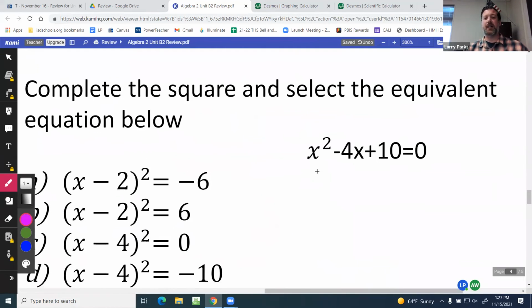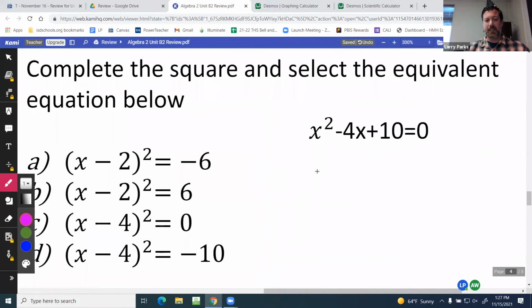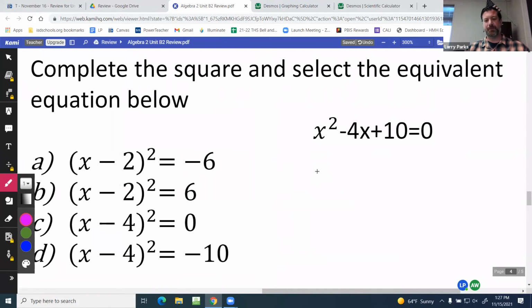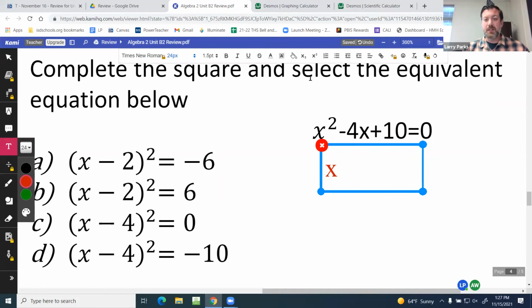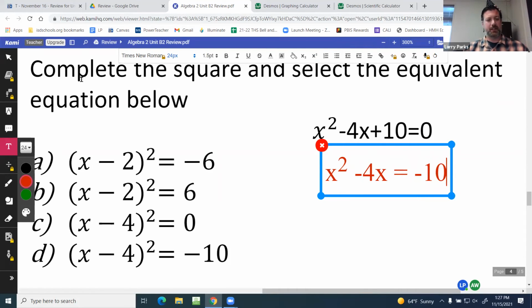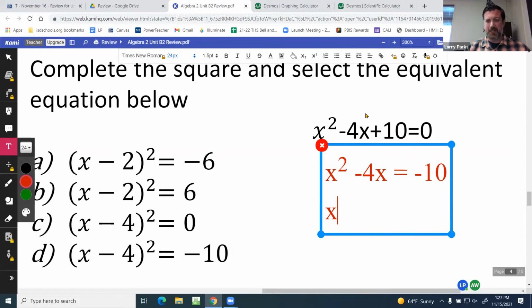Okay, complete the square and select the equivalent equation below. Well, let's see. Completing the square, I moved the 10 over first. I got x squared minus 4x equals negative 10. Okay. I then add something to both sides.